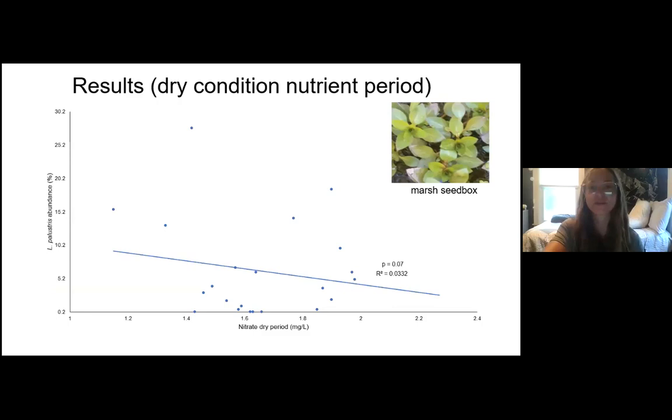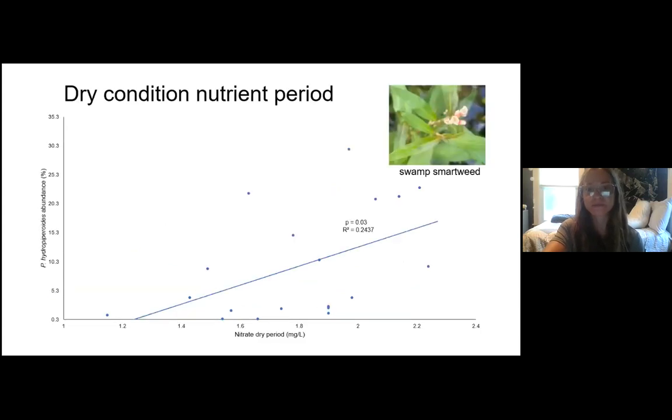And now getting into some of the results. So these are going to be results between nitrates and biotic variables. So the first one that I'm going to talk about is Ludwigia palustris. You can see it in the top right of your screen there. If you need a visual, it's also known as marsh seedbox. This was a negative relationship. So as concentrations of nitrates increased, the abundance of this species appeared to decrease.